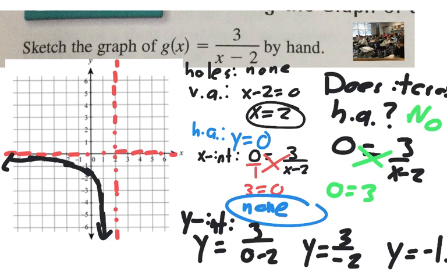So, if I plug in 4 for x, that's going to give me 3 over 4 minus 2. So that's 3 over 2, which is positive, right? It's 1.5. So I know at 4, the graph should be at 1.5. Now that's all the information I need to know where I'm at over here. I didn't know if I was above or below. Now I know. I'm above, because it has to go through that point. It has to go through 4, 1.5.